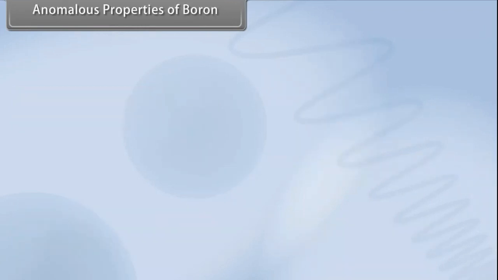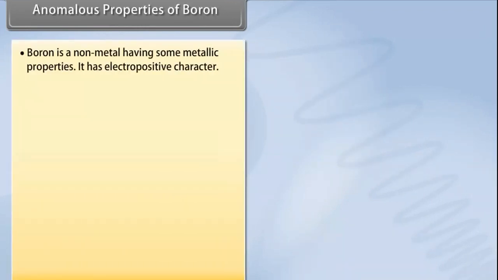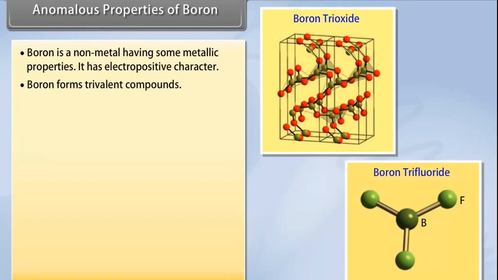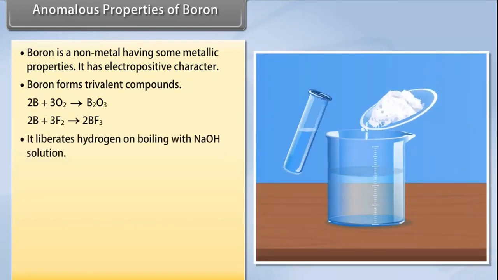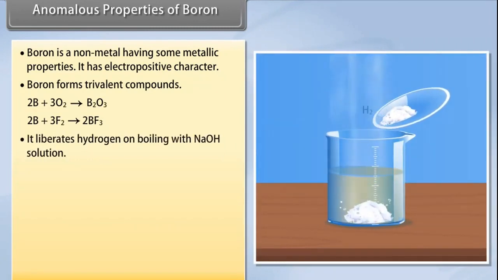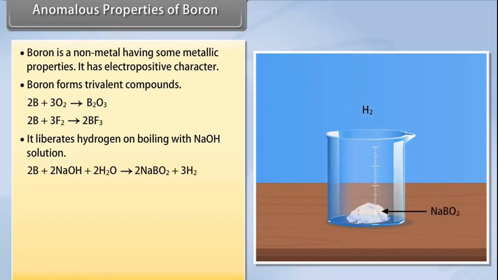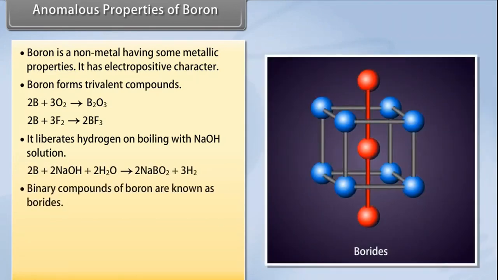Anomalous properties of boron. Boron is a non-metal having some metallic properties. It has electropositive character. Boron forms trivalent compounds. It liberates hydrogen on boiling with NaOH solution. Binary compounds of boron are known as borides.